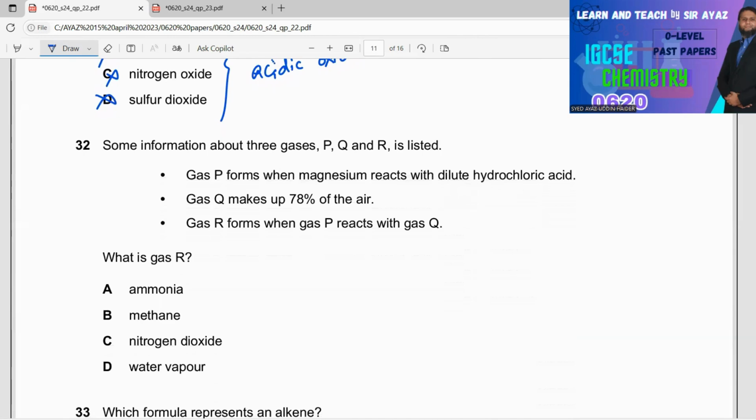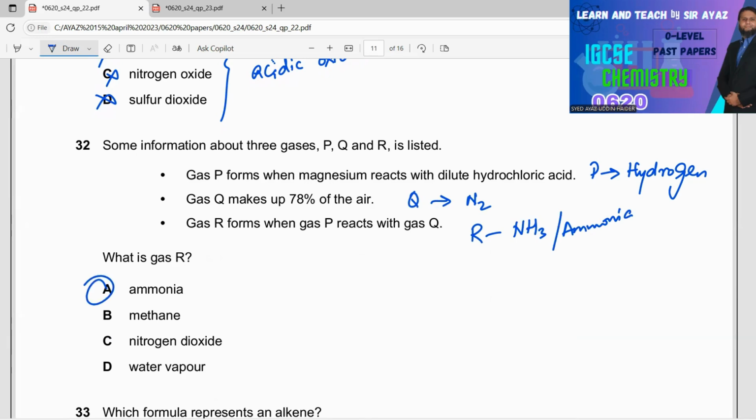32. Some information about three gases P, Q, and R is listed. Gas P forms when magnesium reacts with hydrochloric acid. You know, the gas P must be hydrogen. Magnesium is a metal. When it reacts with acid, it will produce hydrogen gas. Gas Q makes up 78% of the air. Nitrogen is a gas. It makes up 78% of the air. Gas R forms when gas P reacts with gas Q. So when you are reacting hydrogen gas with nitrogen gas, you will get ammonia, NH3. What is gas R? A is the right answer. All the other choices are incorrect.